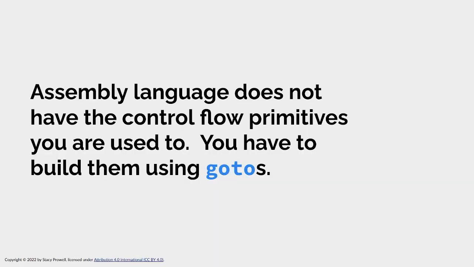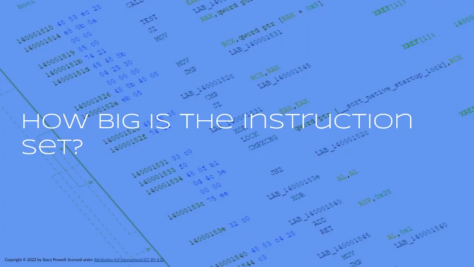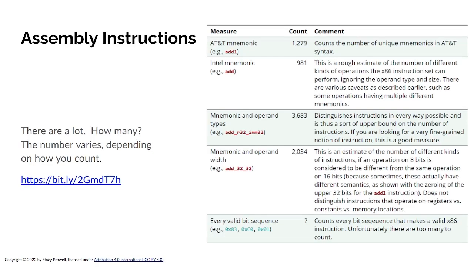Assembly language does not have the usual control flow primitives you're used to, like while loops and for loops and so on. You'll have to build it basically using gotos and a few special instructions. So let's ask an obvious question. How many instructions are there? What do I got to learn? And the answer is a funny answer, which is there's not an answer. We don't know. And there's funny reasons why we don't know. So there are a lot.